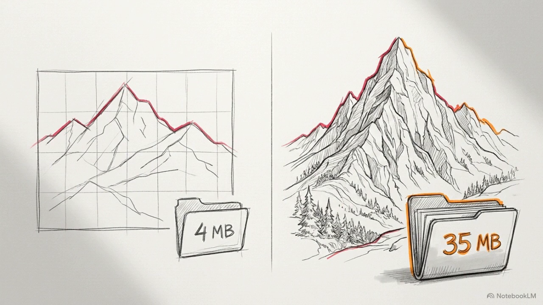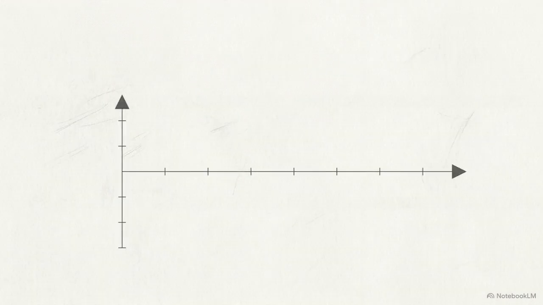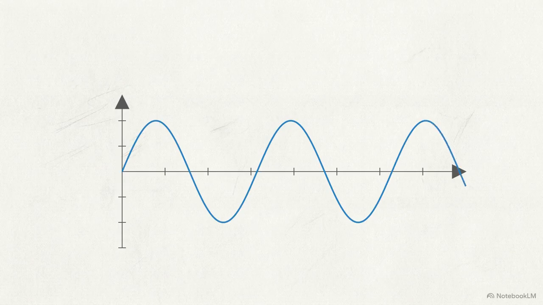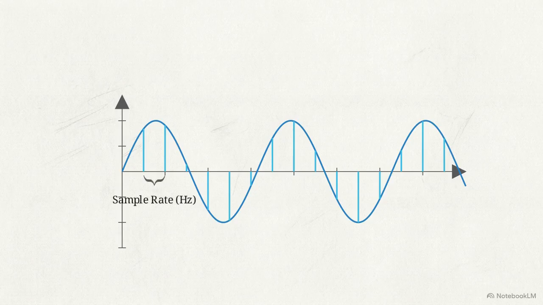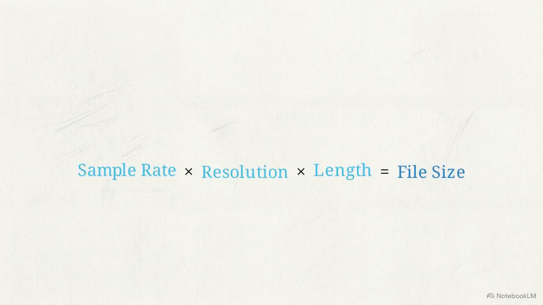Pushing for sharper image resolutions and richer color depths forces the computer to process millions of additional bits, which rapidly increases storage requirements. Natural sound is a continuous, flowing analog wave. To digitize this, the computer has to take snapshots or samples of the wave at regular, distinct time intervals. The number of slices taken every second is the sample rate, measured in hertz. The number of bits used to record the exact amplitude or height of each individual slice is the sampling resolution. The formula for sound file size is sample rate times sampling resolution times the length of the track in seconds.